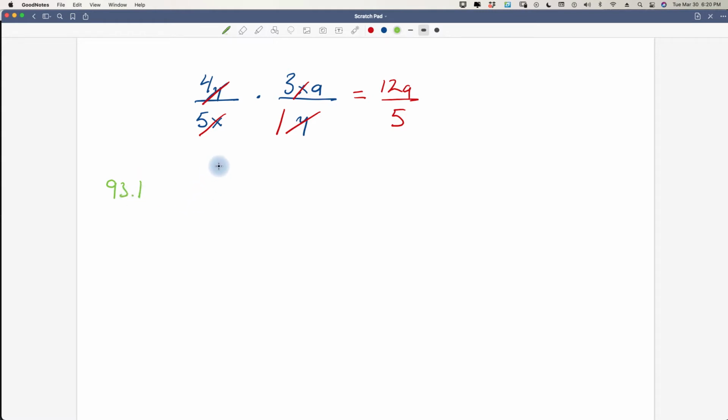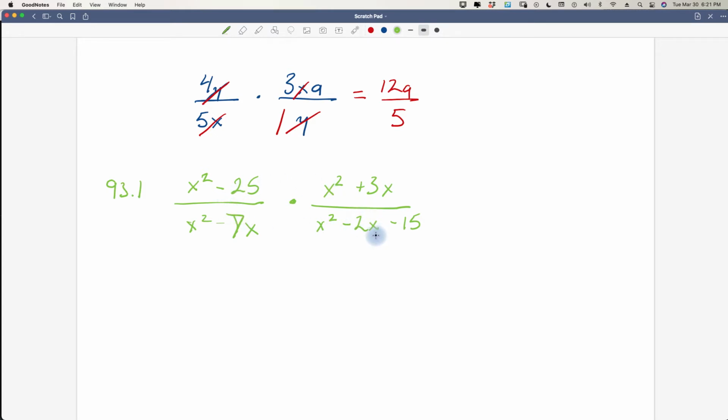All right, so here is a problem for us, 93.1. We are told to simplify this problem. We have x squared minus 25 over x squared minus 7x, times x squared plus 3x over x squared minus 2x minus 15.